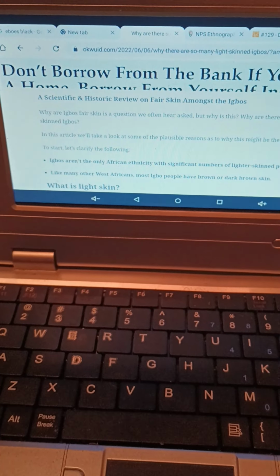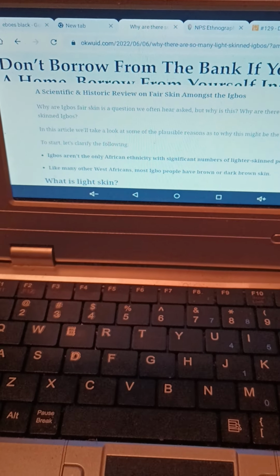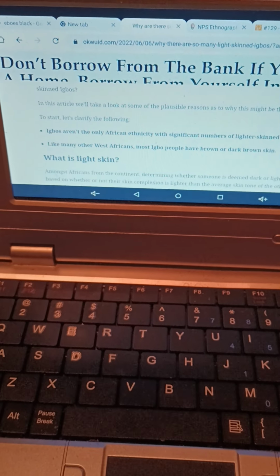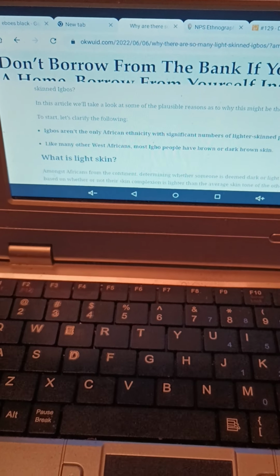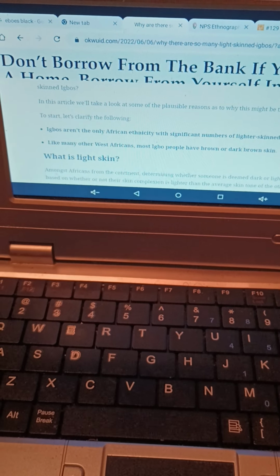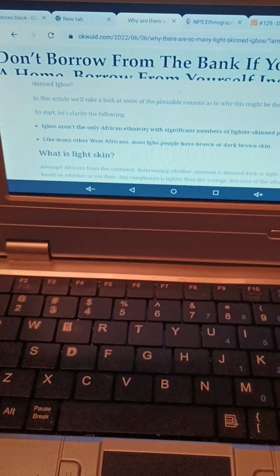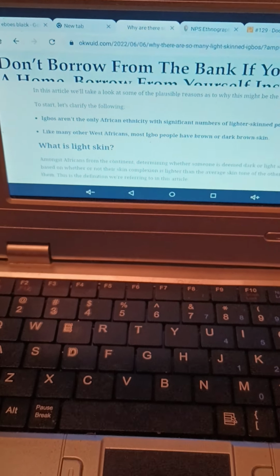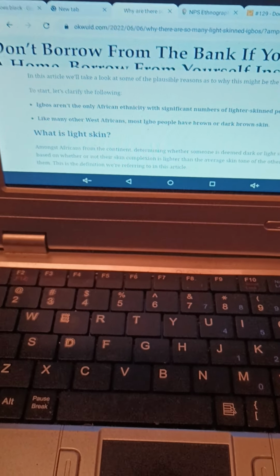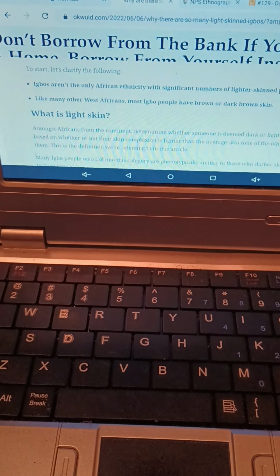In this article, we'll take a look at some of the plausible reasons as to why this might be the case. To start, let's clarify the following. Igbos aren't the only African ethnicity with significant numbers of light-skinned people. Like many other West Africans, most Igbo people have brown or dark brown skin. Remember, the Ngwa people were only 20% of them light skin. What is light skin?